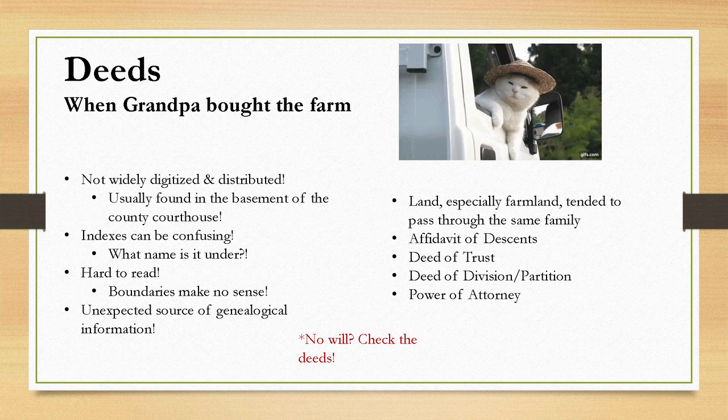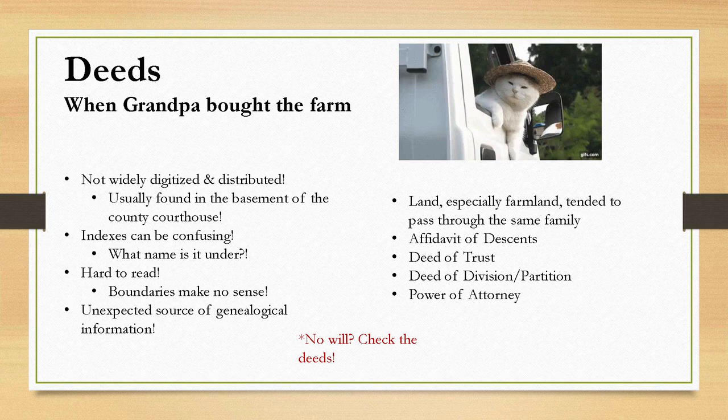You can find so much genealogical information from them now. You wouldn't think that when you think deeds, you just think land, property, tracing, boring. But there's so much stuff that you can get from them. Land, especially farmland and rural areas, tended to pass through the same family. Even if you're looking at a deed and you see that it looks like it's passing out of the family, a lot of times I'll look at it, it'll be a daughter and her husband under their married name.